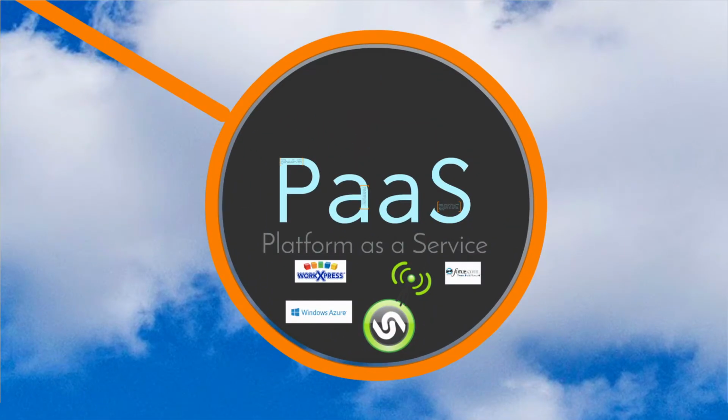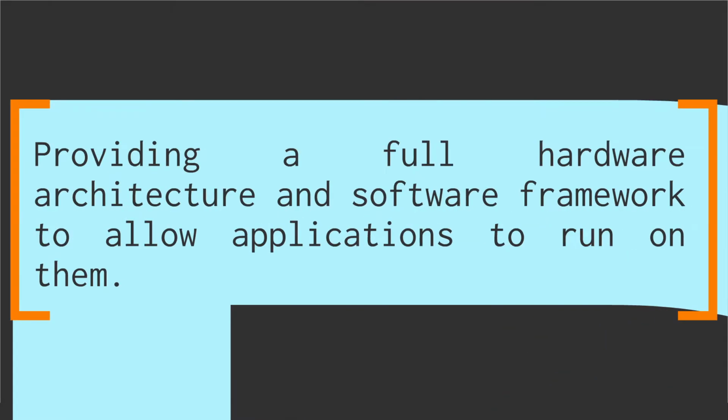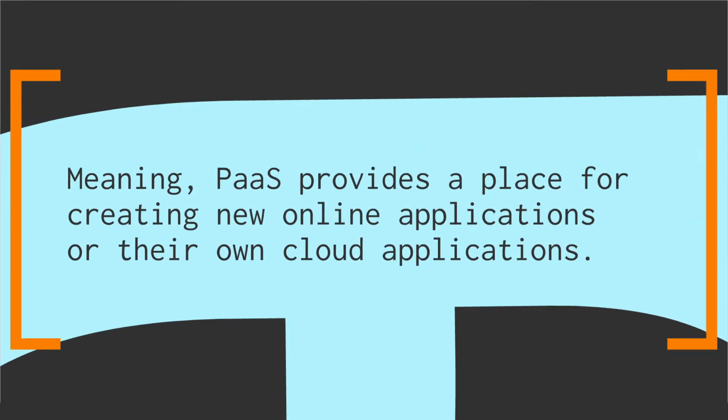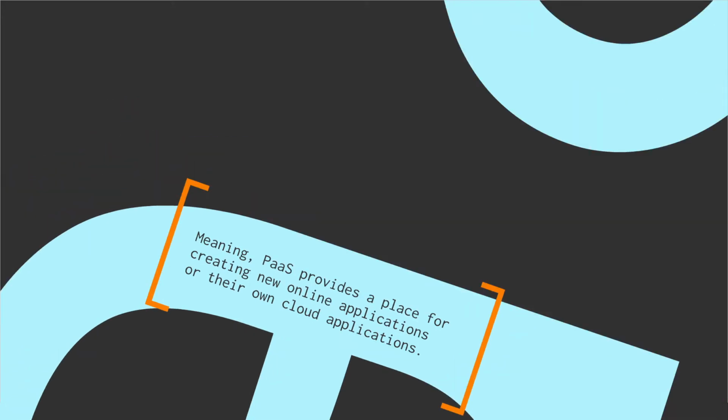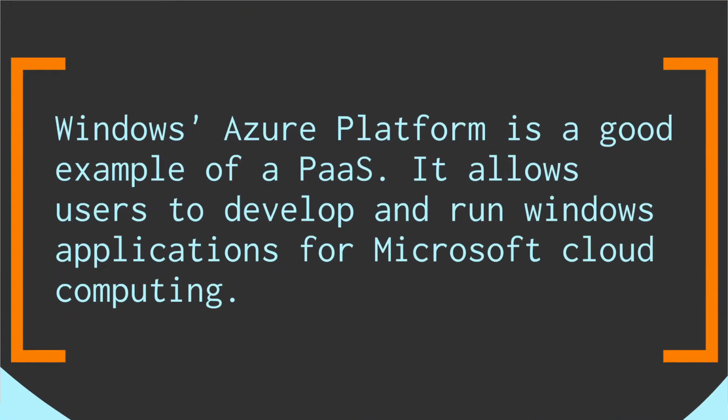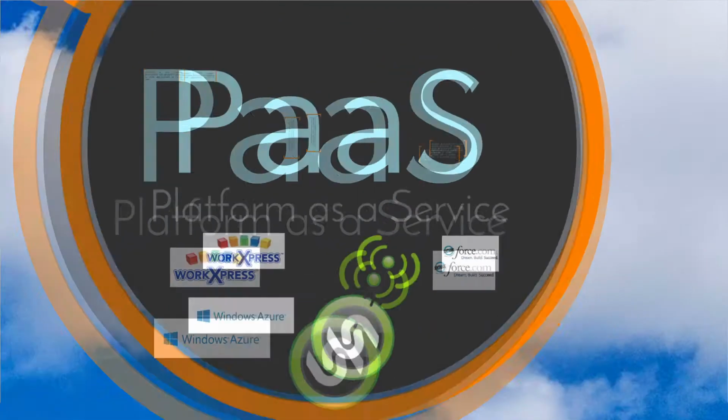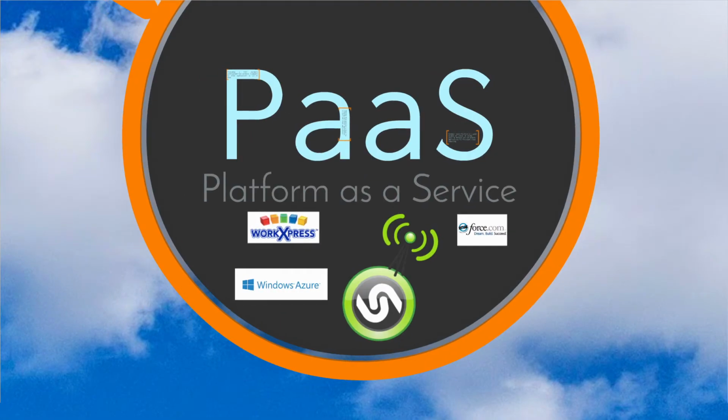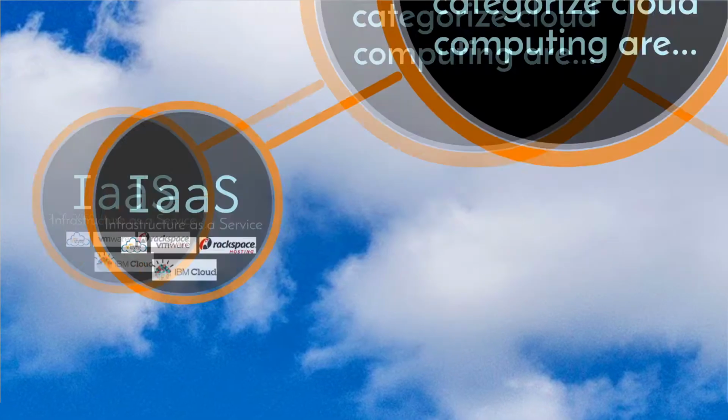Platform as a service. It provides a development environment for application developers, including operating system, programming language, execution environment, database, and web servers. It means application developers can develop and run their software solution on a cloud platform without buying and managing the hardware and software layers. Windows Azure allows the users to provide and run Windows applications for Microsoft Cloud Computing, and this is a very good example for platform as a service. Other examples are Salesforce and WordPress.